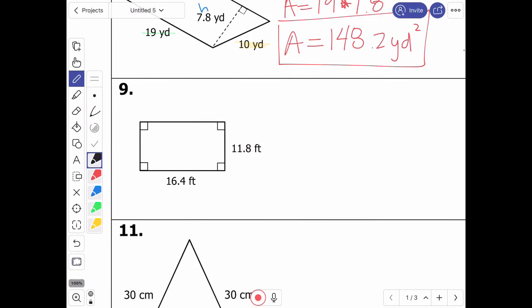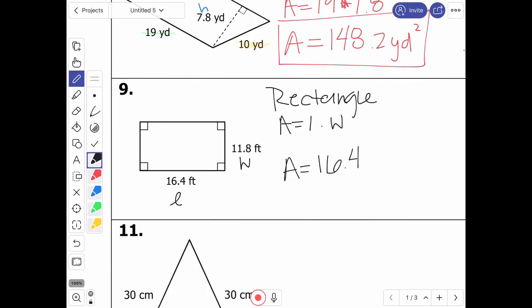9 is super duper easy. It's a rectangle, and rectangles area are just length times width. So I'm going to say this is my length and this is my width. So area equals 16.4 times 11.8. Area equals 193.52, and then we're in feet squared.